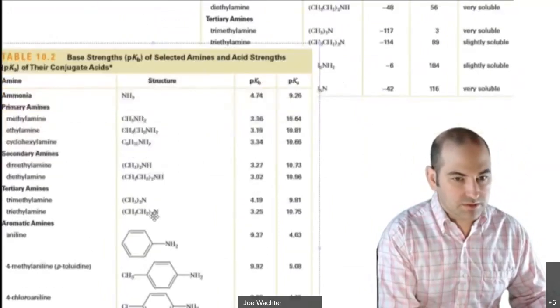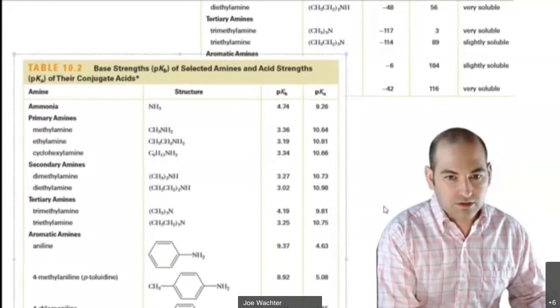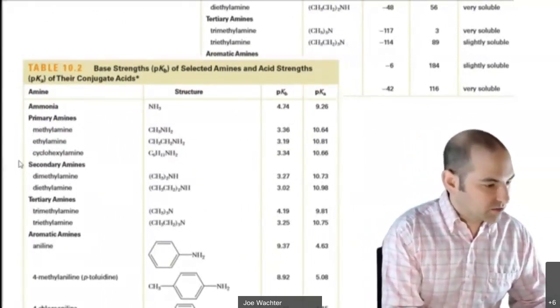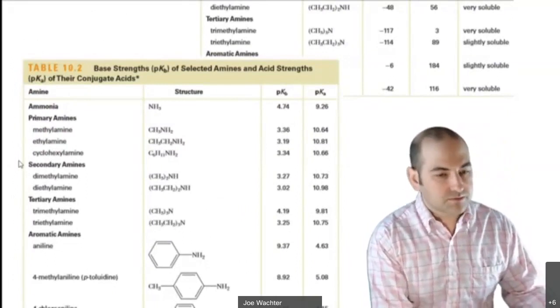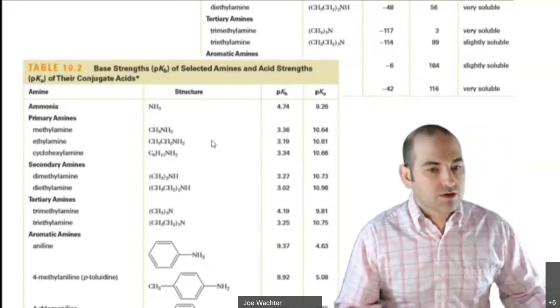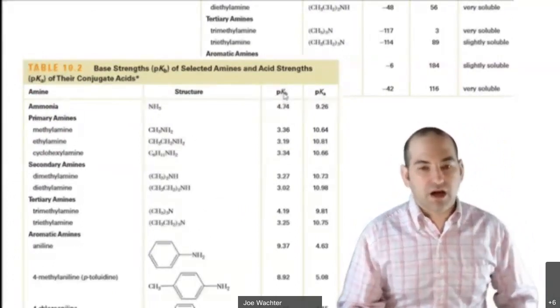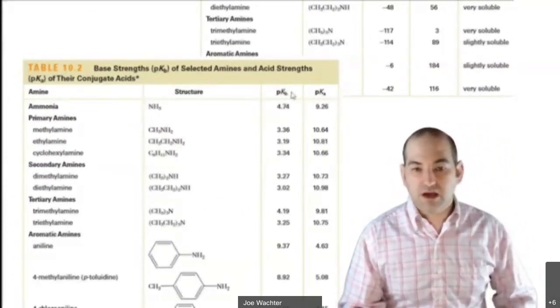Okay. Well, you can see this in the book if you can't see it here, but this is, let's see, where are we at? Page 342. So you can look again at ammonia as kind of a starting place. And this time the pKb and the pKa are both reported.